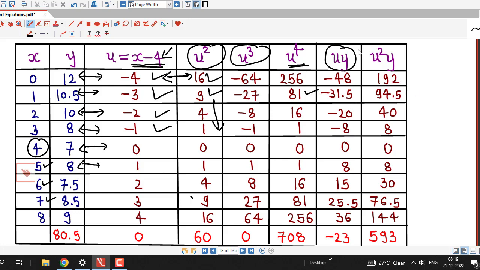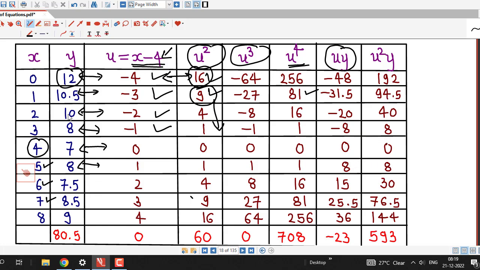After that u square times y, so we can multiply this u square and y. 12 into 16 is 192, 9 into 10.5 is 94.5, and similarly I have written other values.